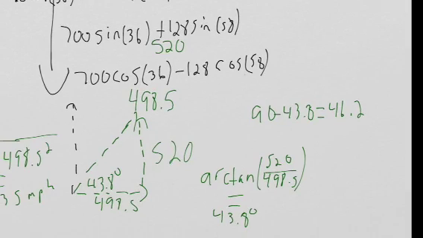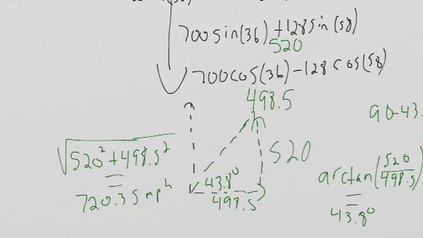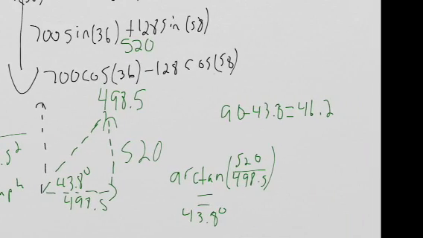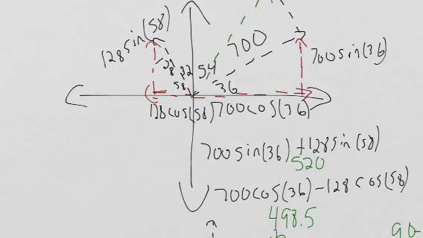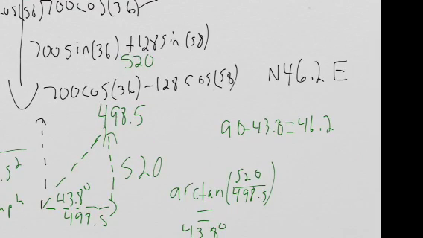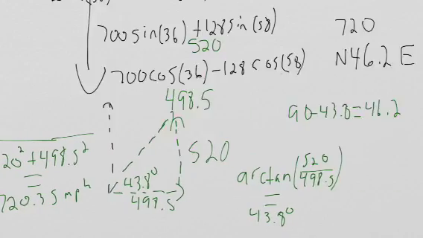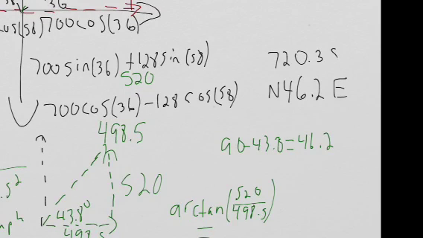So we have a final answer now. We have that our plane is moving at a bearing of 46.2 degrees, or sorry, east of north, not west of north, east of north. Whereas before, it was 54 degrees east of north, and now it's closer because the wind pushed it up a little bit. So now it's only 46.2 degrees east of north, and it's moving at about 720.35 miles per hour. That's your final answer.